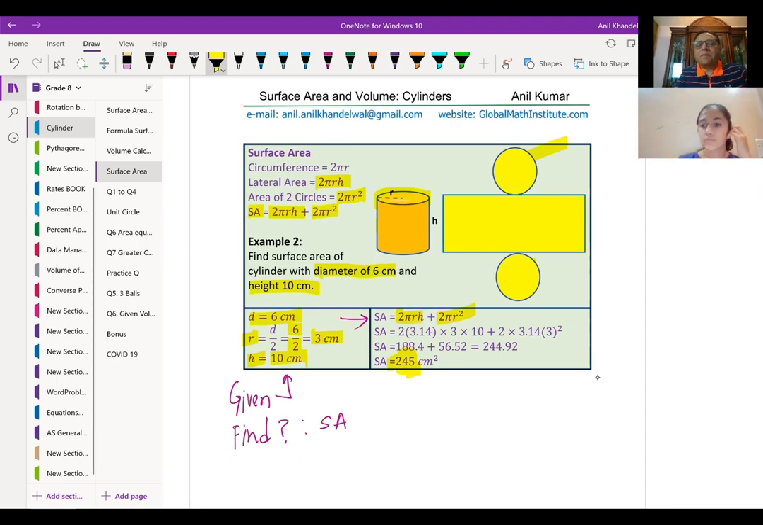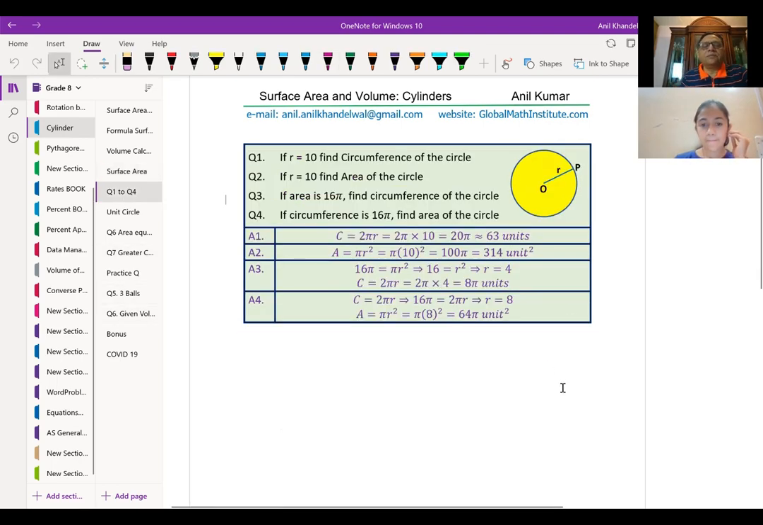Does it make sense? And you remember that pi value is 3.14. Calculate, and you have the answer right there. Is this clear to you? Are all the steps perfect? So here are some questions for you to try. Question number 1.